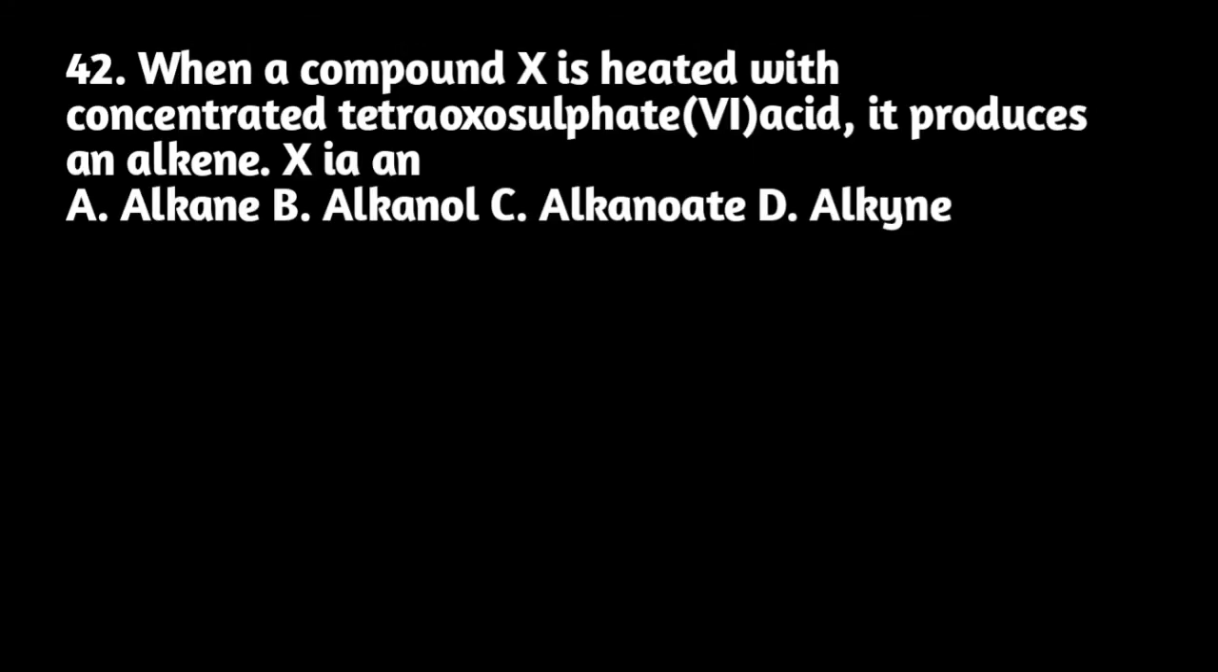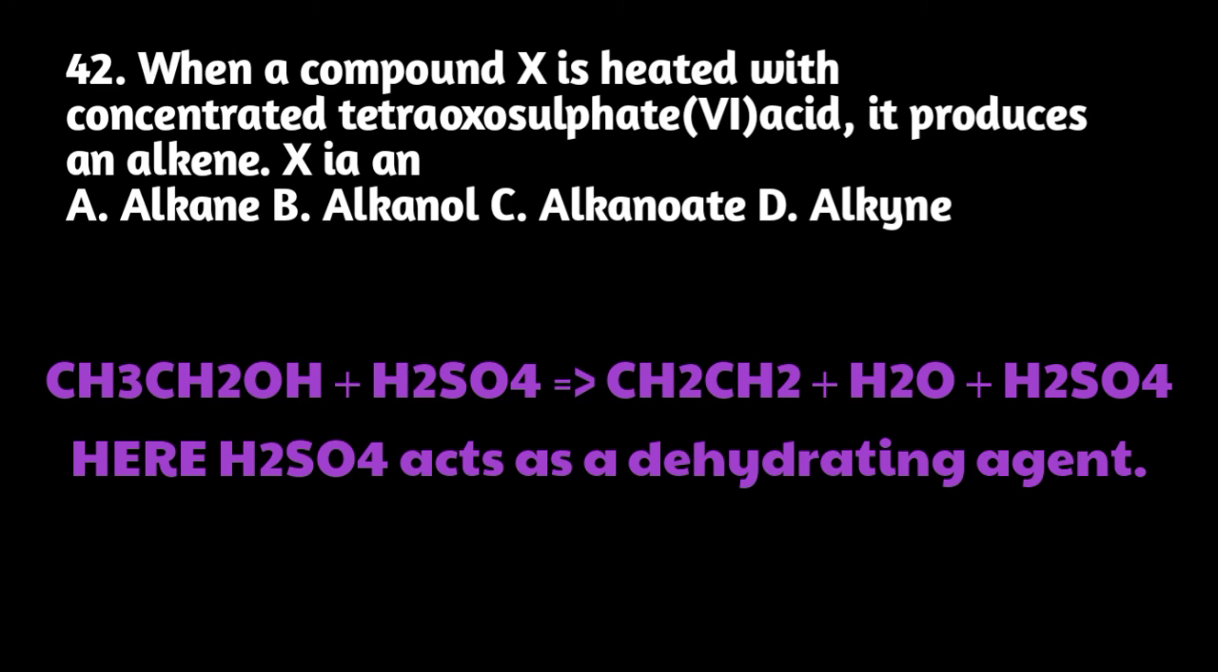Question number 42. When a compound X is heated with concentrated tetraoxosulphate(VI) acid, it produces an alkene. X is an dash. When a compound is heated with concentrated acid, we are going to look into a preparation of a compound, and the preparation of the compound we are talking about is supposed to be the alkene. The compound we are going to use is alkanol. It's only alkanol that can do that for us.